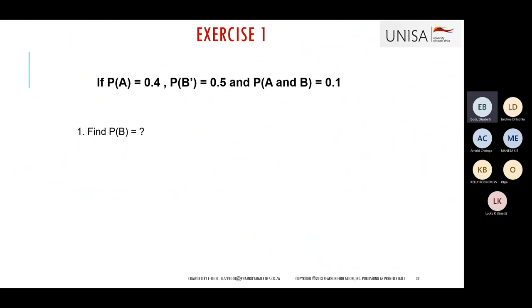This is what you need to calculate. There are three questions. I'm going to pop one question at a time on the screen. I'm going to give you 2 minutes to answer this question. If the probability of A is equal to 0.4, the complement probability of B is 0.5, and the probability of A and B is 0.1, find the probability of B. Actually, I must give you 1 minute, but because I'm nice, I'm going to give you 2 minutes to answer number one. Answer only one. What is the probability of B?